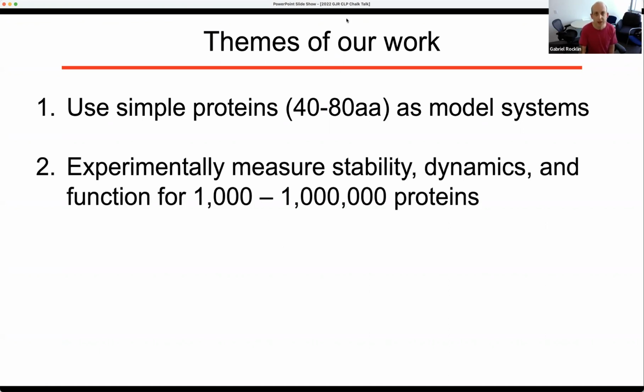So the next theme is to experimentally measure the properties of these simple proteins, measure their stability, their dynamics, or their function, again, at a really large scale, like from 1,000 proteins up to 1 million proteins.